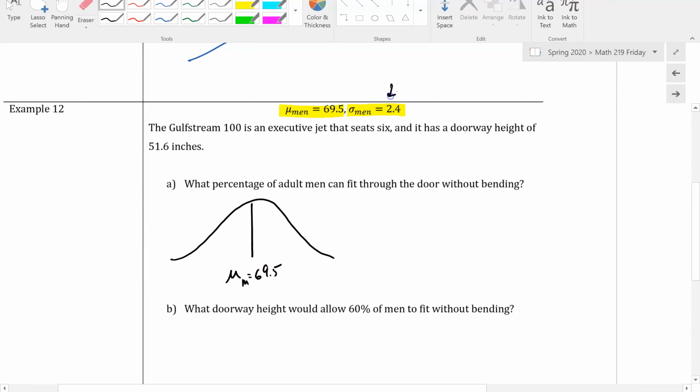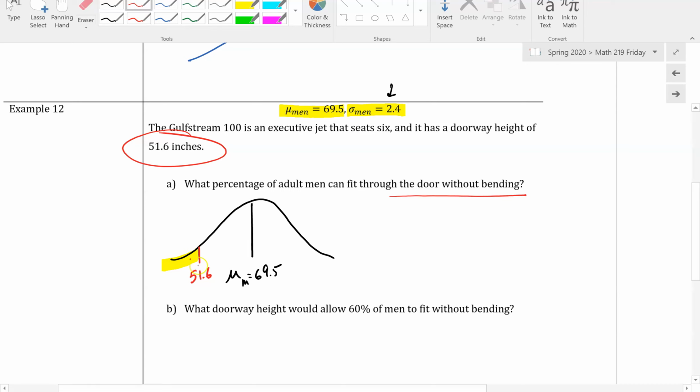Standard deviation of 2.4. And they say that the doorway on this jet is 51.6 inches. So they want to know what percentage of adult men can walk through the door without bending. Without bending means that they are shorter than 51.6 inches. So let's say there's 51.6 inches. Anybody that is shorter than that can walk through the door without having to bend over, right?